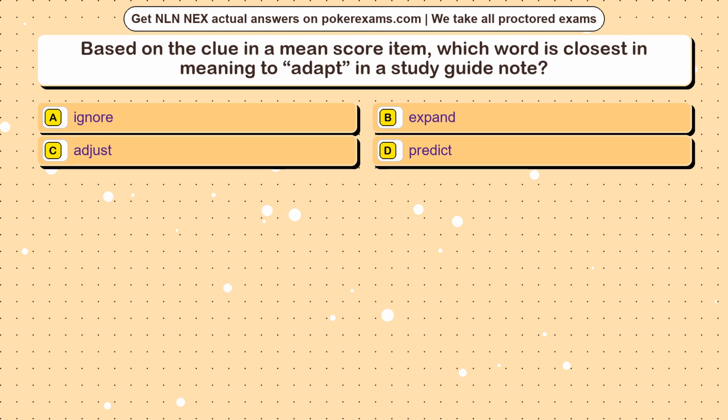Question 17. Based on the clue in a mean score item, which word is closest in meaning to adapt in a study guide note? Option A, ignore. Option B, expand. Option C, adjust. Option D, predict.